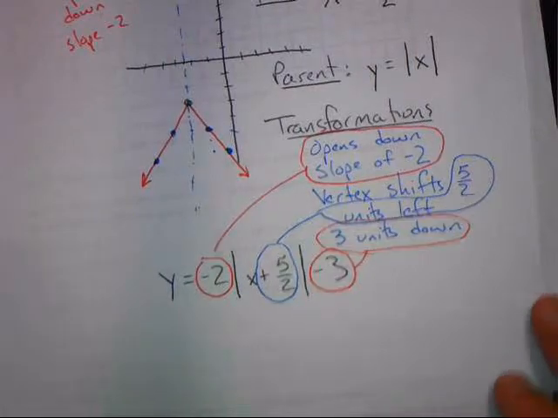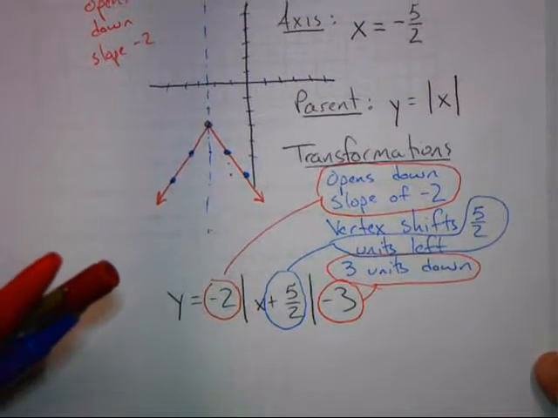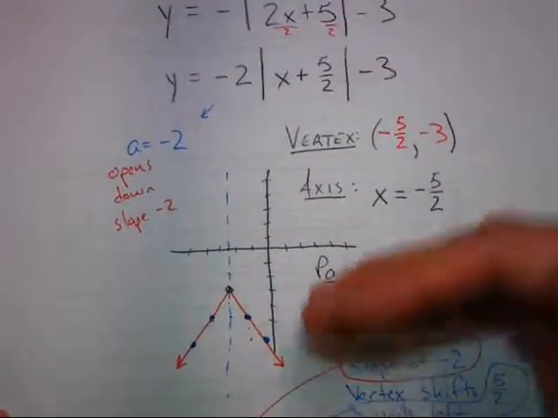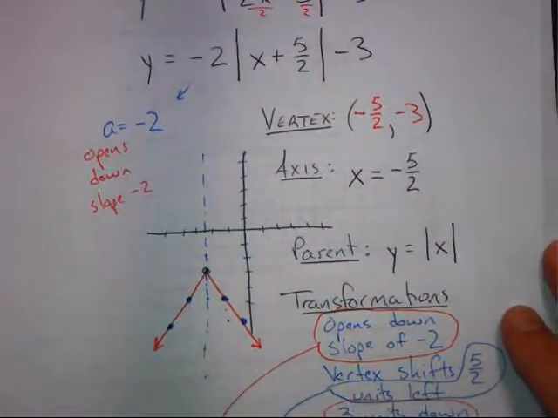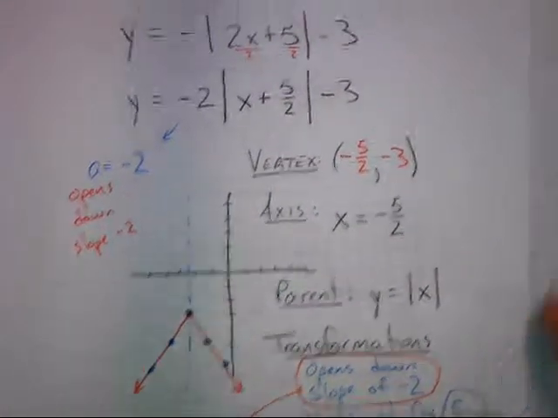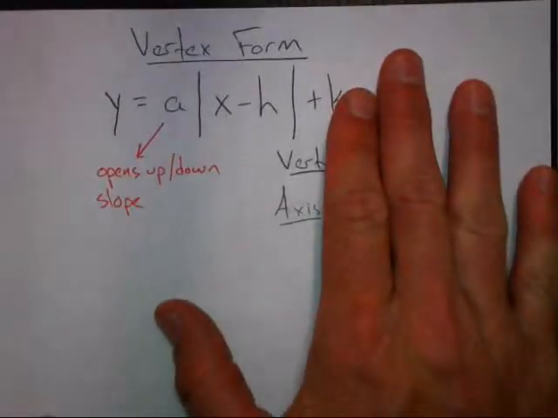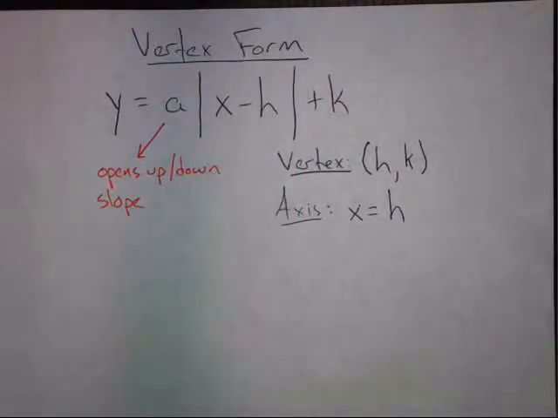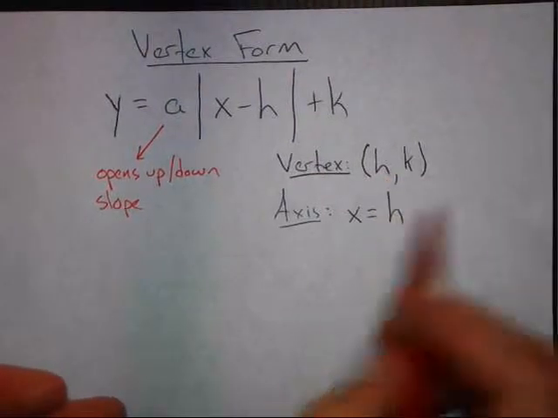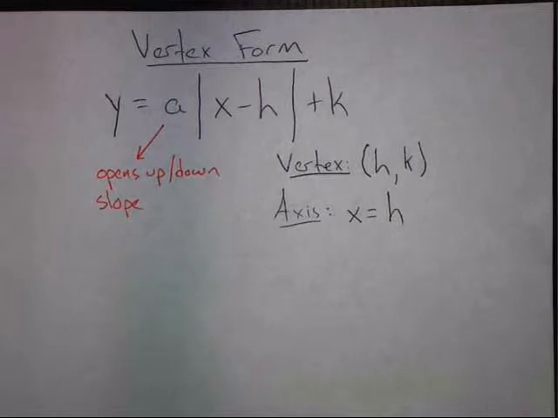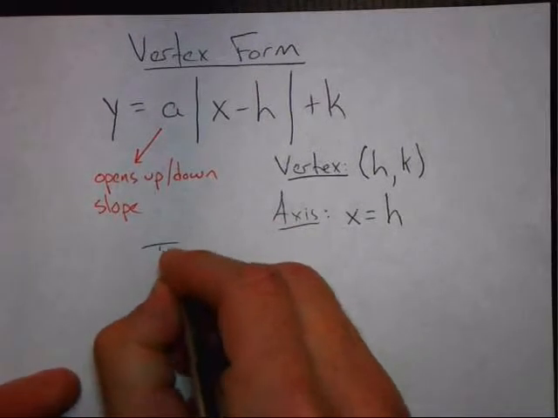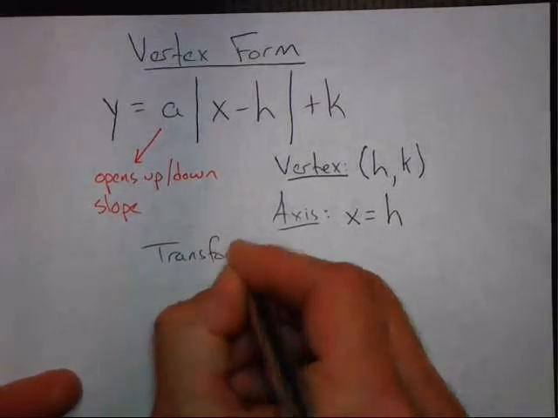Now there's a lot of tricky stuff going on with absolute value, but these are so transferable to other things later on in Algebra 2. So remember, we have vertex form. The a tells us if it opens up or down. It tells us the slope. The h and the k give us the vertex. The axis of symmetry is x equals h. And let's talk about transformations.